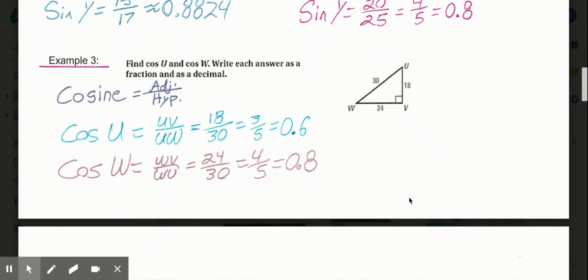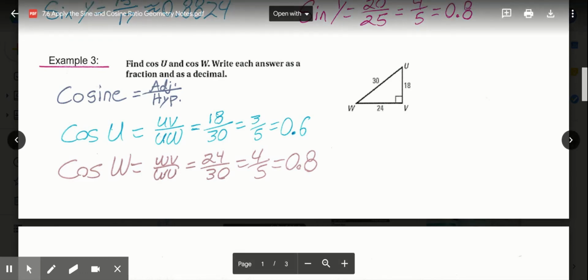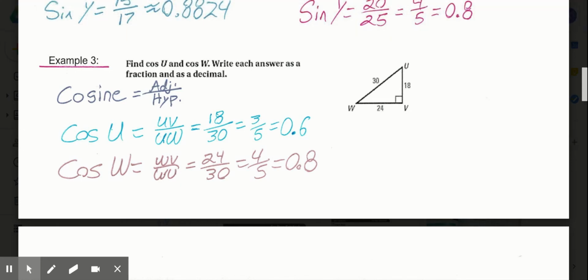Then example 3 is applying the cosine ratio. So again, cosine is our side adjacent over the hypotenuse. So the cosine of U would be side UV over UW. So 18 over 30, which simplifies to 3/5 or 0.6. And then the cosine of W, which again, our side adjacent over hypotenuse, would be WV over WU. So 24 over 30 simplifies to 4 over 5 or 0.8.